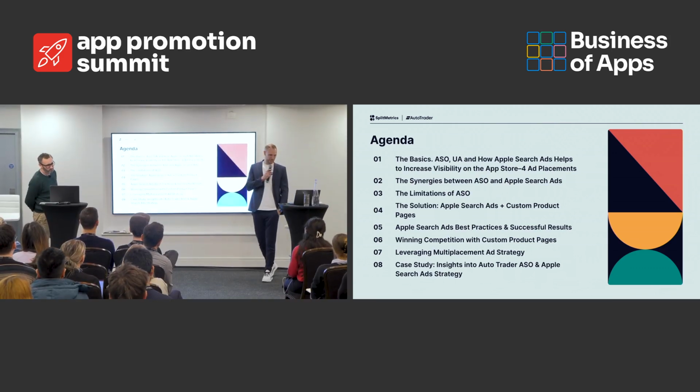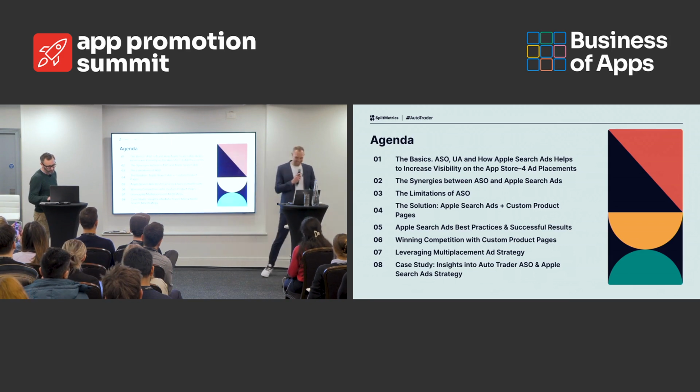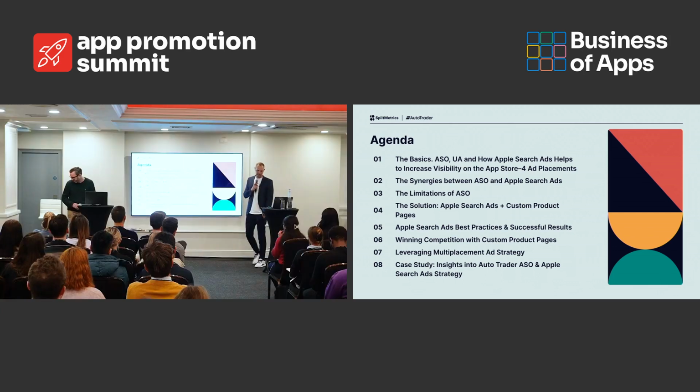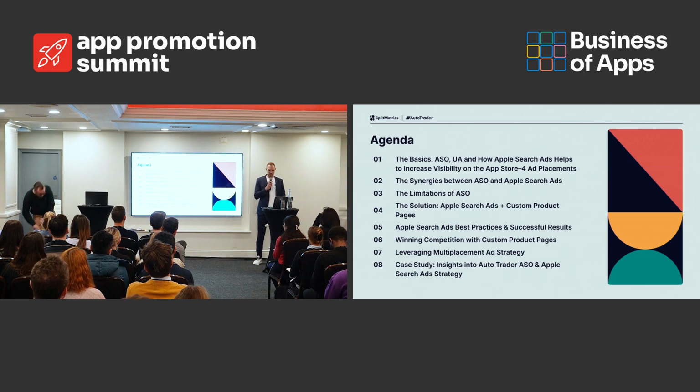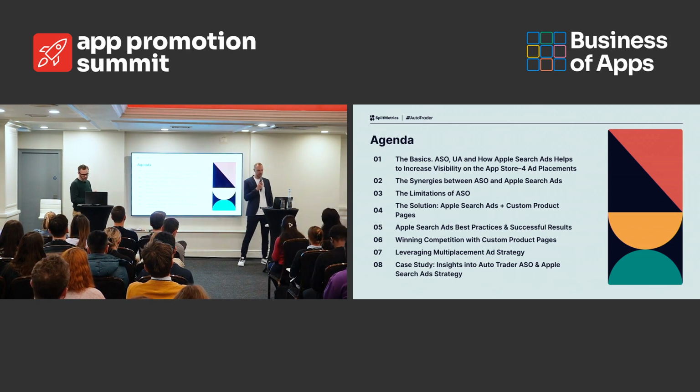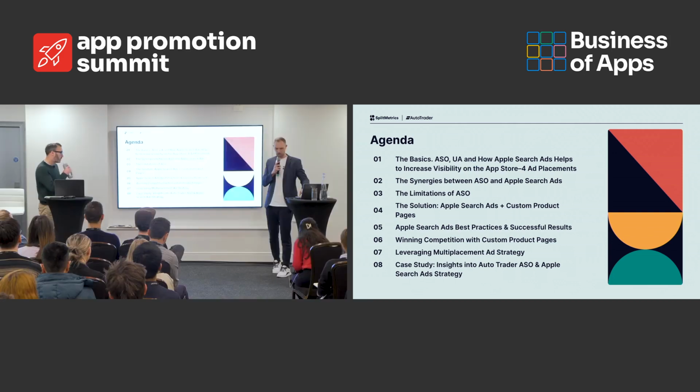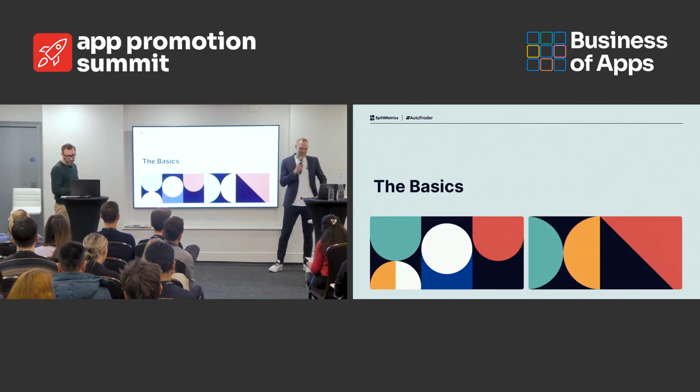We're going to start with the basics: ASO, UA, Apple Search Ads. Next, we're going to talk about the synergies between those channels. We're going to talk about limitations with App Store optimization, how to break through them, as well as showing Apple Search Ads best practices, as well as successful results, winning competition with custom product pages, leveraging multi-ad strategy, as well as the case study insights into AutoTrader, ASO and Apple Search Ads strategy. Paul is sharing here really a lot of intelligence and intel, so please be curious, yeah?